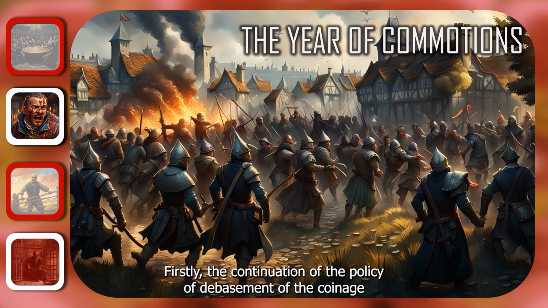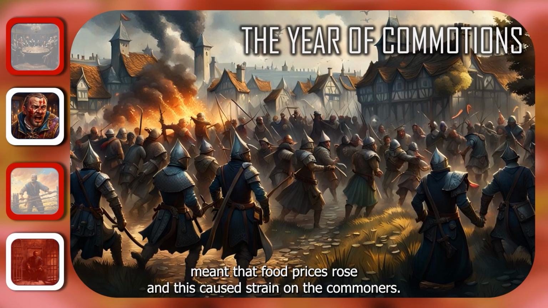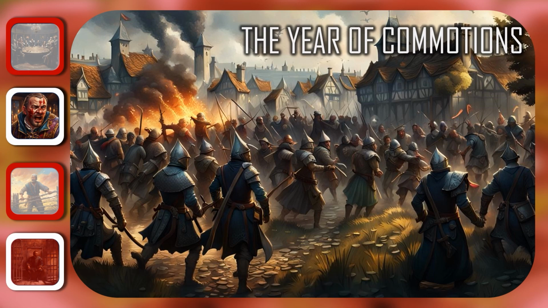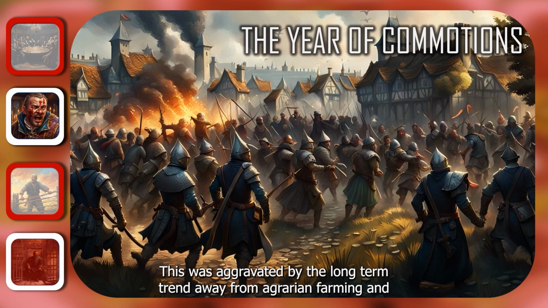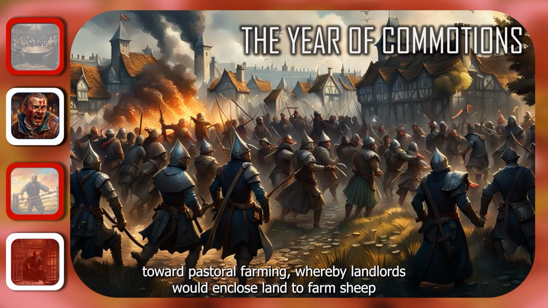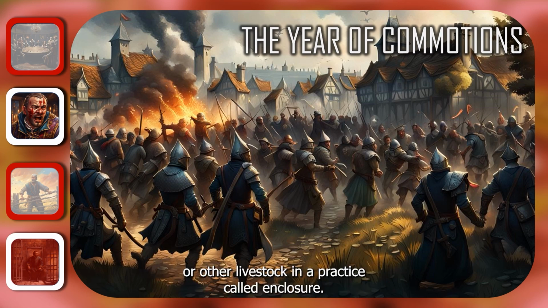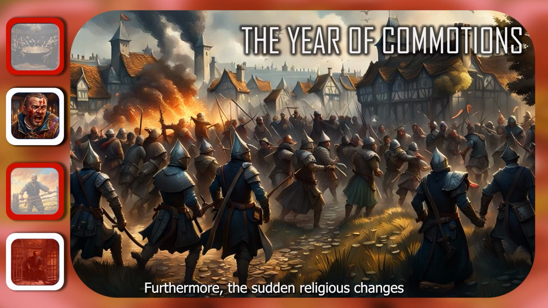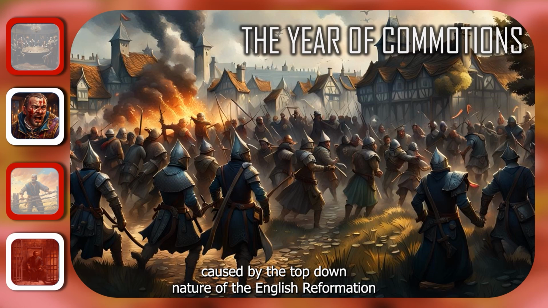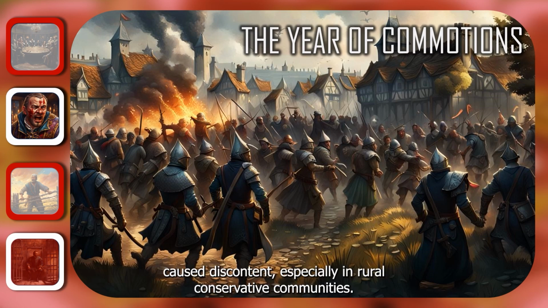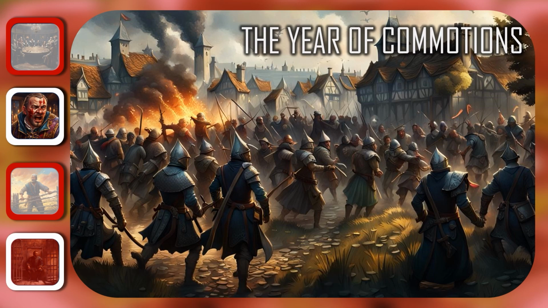Firstly, the continuation of the policy of debasement of the coinage meant that food prices rose, and this caused strain on the commoners. This was aggravated by the long-term trend away from agrarian farming and toward pastoral farming, whereby landlords would enclose land to farm sheep or other livestock in a practice called enclosure. Furthermore, the sudden religious changes caused by the top-down nature of the English Reformation caused discontent, especially in rural, conservative communities.